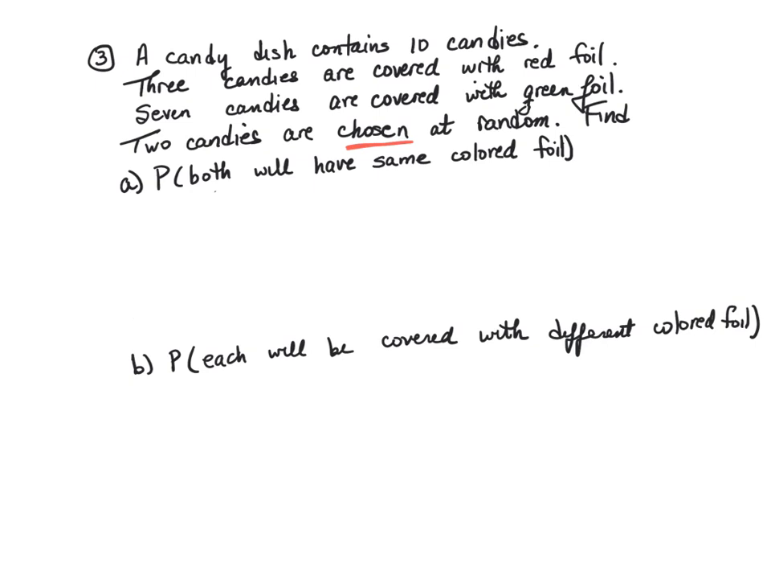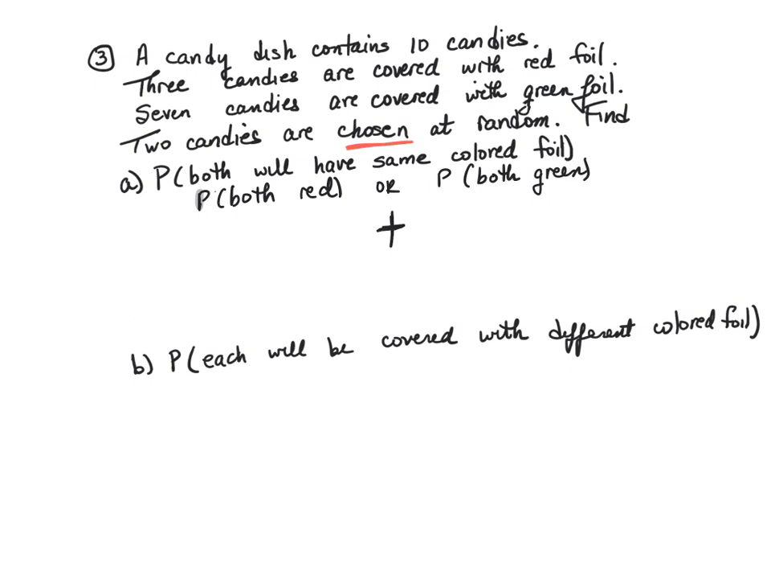So the probability that both will have the same foil, and that means that they're both red or both green. So probability that they're both red, or the probability that they're both green. We add these 2 probabilities. We have that or. Okay.